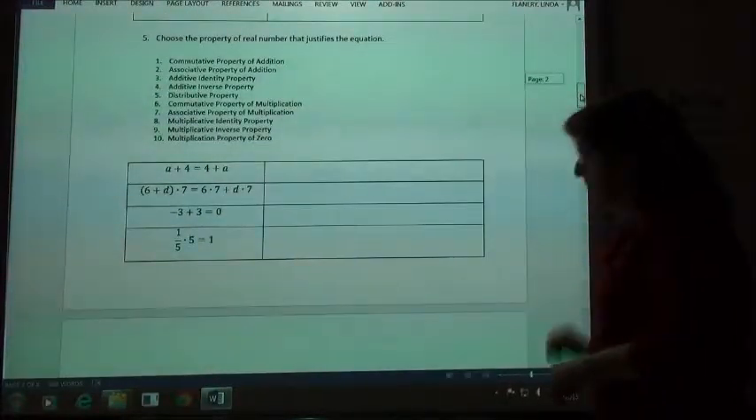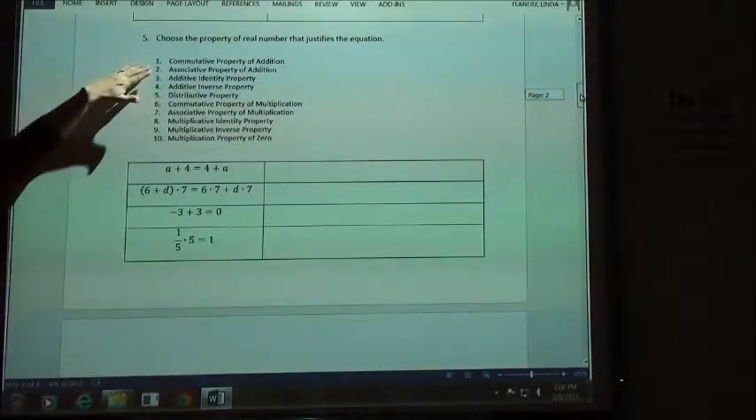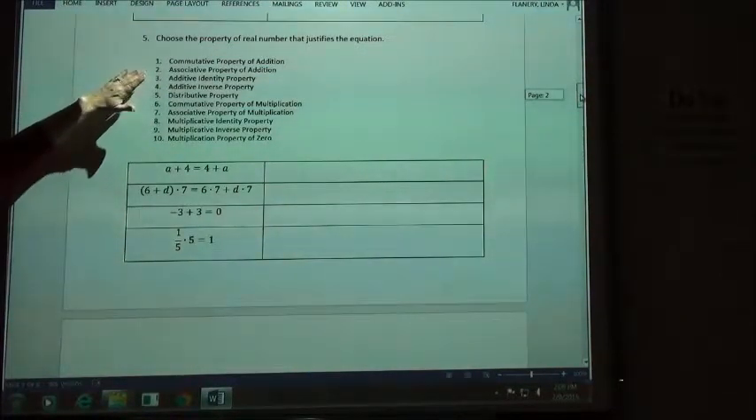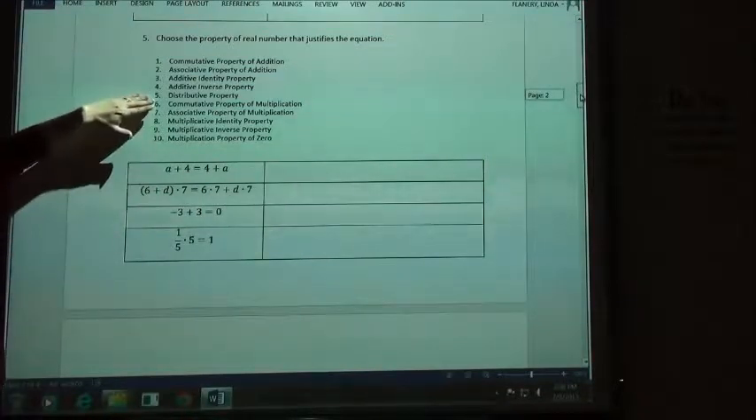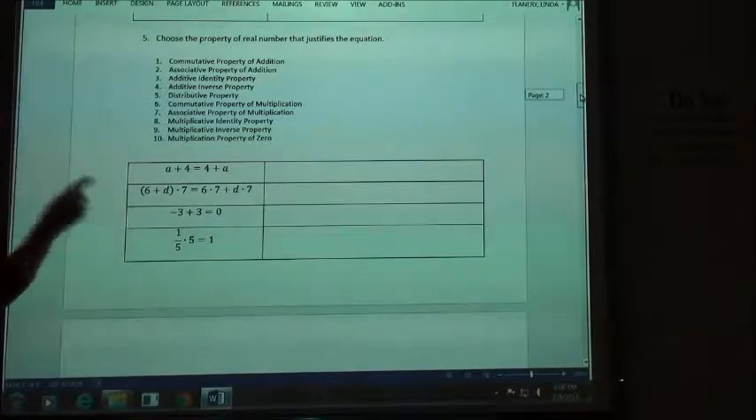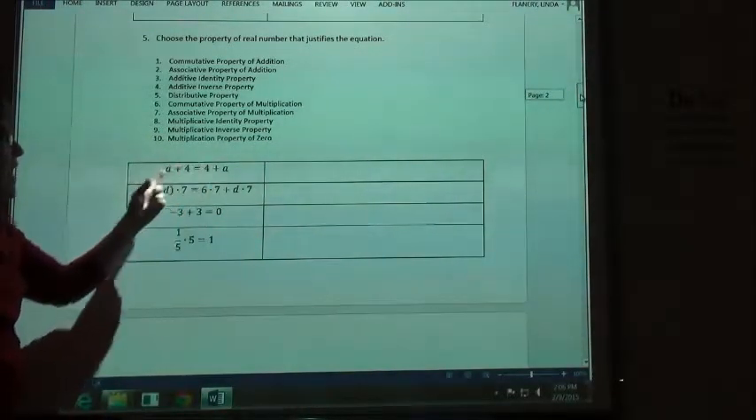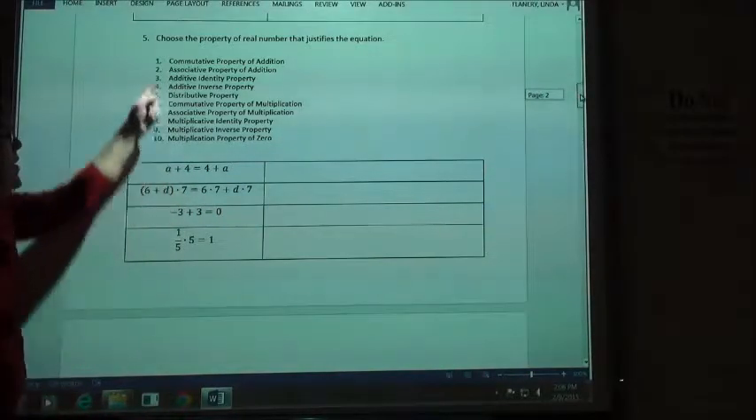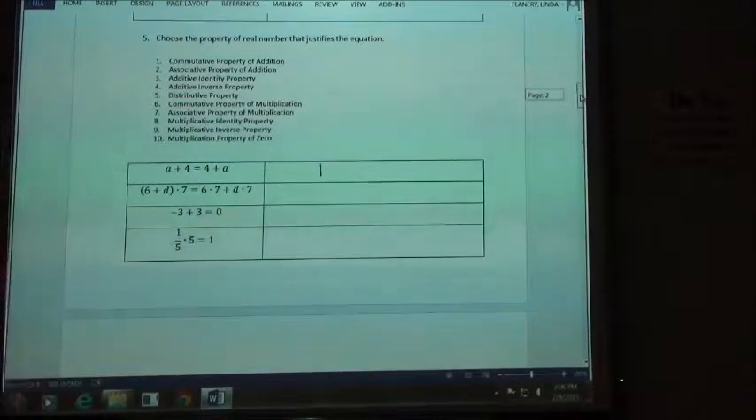Number 5 then. Commutative property of addition, associative property of addition, additive identity, additive inverse. Those are my adding properties. The distributive property has both adding and multiplying, and then 6 through 10, my multiplying properties. So I look at this first one, I'm adding. A plus 4 equals 4 plus a. I've switched the order, commutative property of addition, which is our first property.